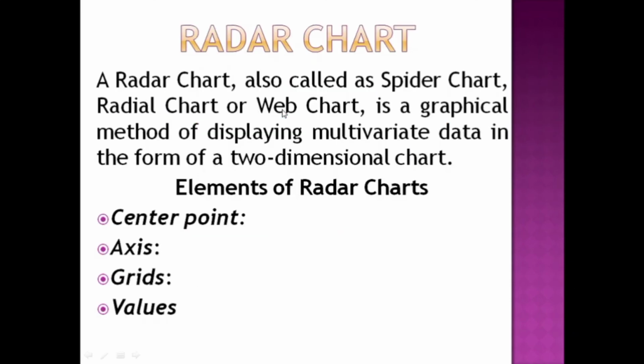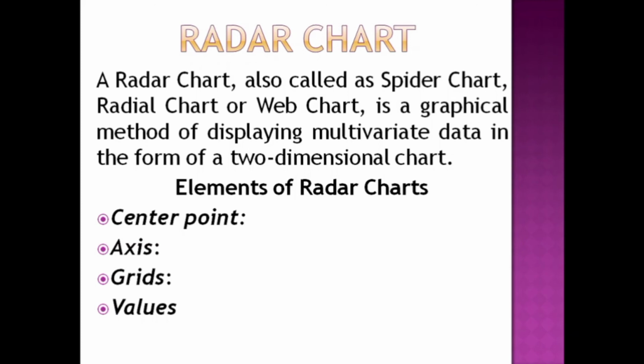Okay. Now the next type of chart is our radar chart. A radar chart is also called a spider chart because the display of this kind of chart looks like a spider web. It is also called a web chart. It is a graphical method of displaying multivariate data. Basically, this chart is used to display multivariate data in the form of a 2D chart.